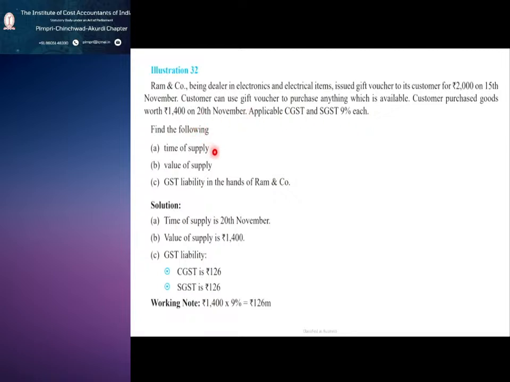So what is your time of supply? 20th November. And what is the value of supply? Whether it is 2,000 or 1,400, you may sometimes get that confusion. The gift voucher was issued for 2,000, but you purchased only for 1,400. So your taxable value of supply is 1,400. That is CGST, SGST.